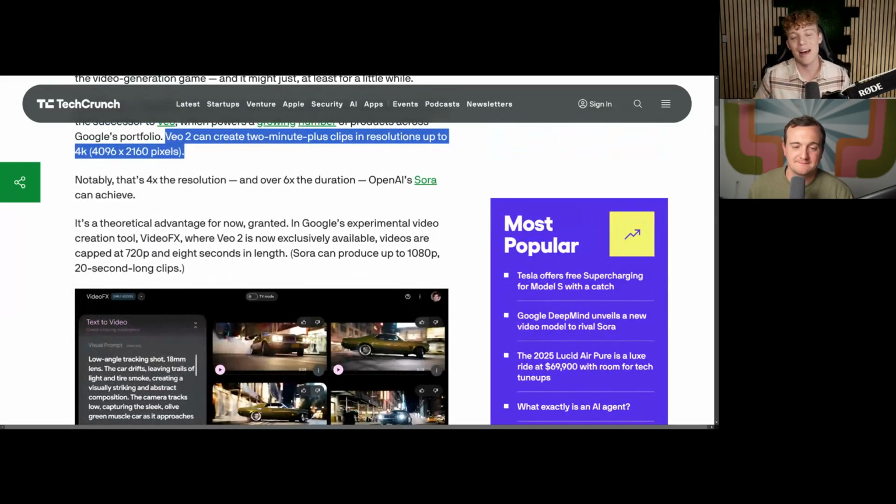So I think until actual people can get their hands on it, I wouldn't say Google's completely smoking OpenAI, because it's not publicly available yet.